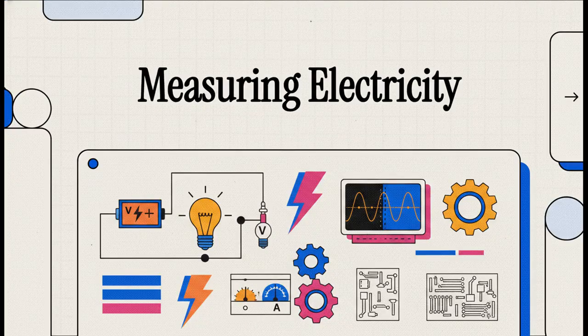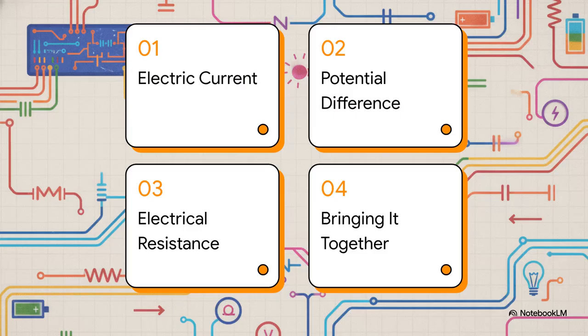Well, welcome to this explainer. Today we are stripping electrical circuits right down to their absolute first principles. We're going to demystify the science of measuring electricity, basically making the invisible mechanics totally visible, so you can fluently read and understand any basic circuit. To map this all out, we'll be covering 4 main areas today.